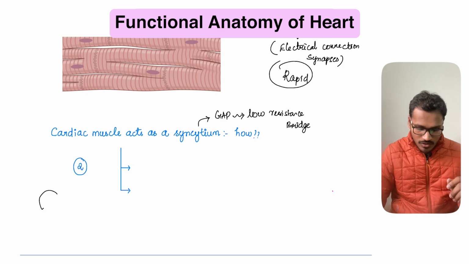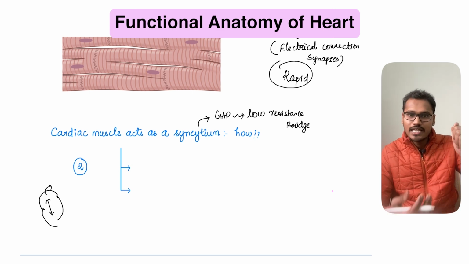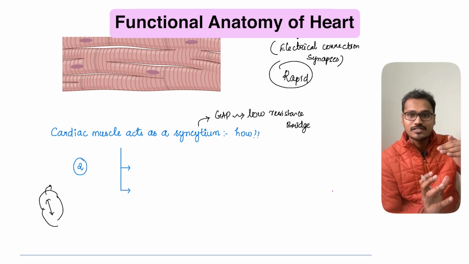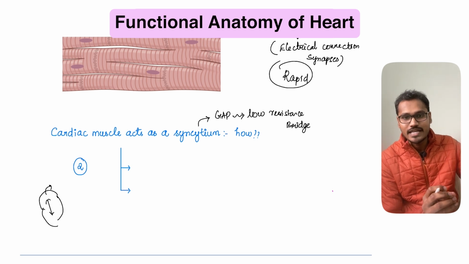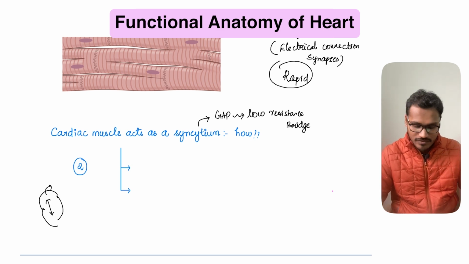Why? Because if they contract at the same time, blood will go from atria to ventricle, ventricle to atria. It is not going to go anywhere else. So first the atria has to contract and give the blood to the ventricle so that the ventricle will receive the blood. After that, the valve will close, because when the ventricle is contracting, I don't want the blood to go back to the atria. I want it to go to the pulmonary artery in the case of the right ventricle, or to the aorta from the left ventricle.